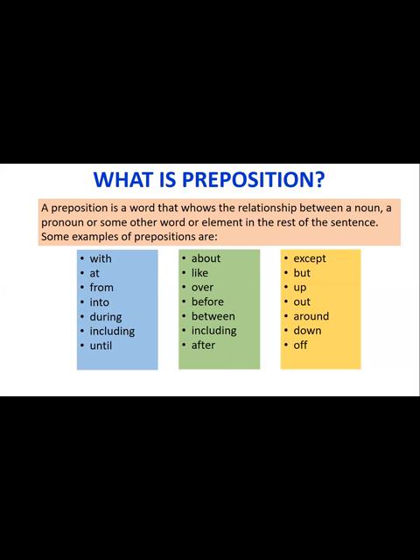Some examples of prepositions are with, con, at, a, ¿verdad? O en, from, de, desde, into, hacia, ¿verdad? During, durante, including, incluyendo, until, hasta. About, acerca de, like, como. Like es un verbo, ¿verdad? Que significa gustar, pero también se utiliza como preposition que significa she is like me, my daughter is like me, mi hija es como yo o se parece a mí, ¿verdad? Entonces ahí, perdón, se está utilizando como preposition.